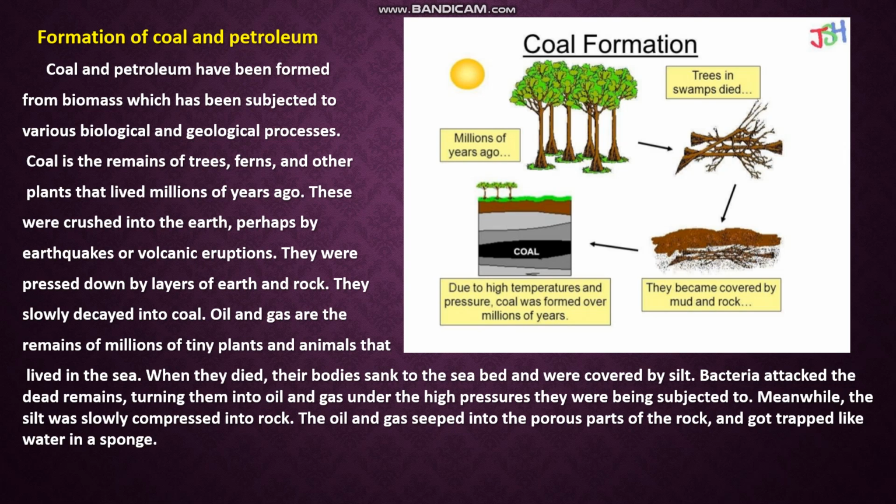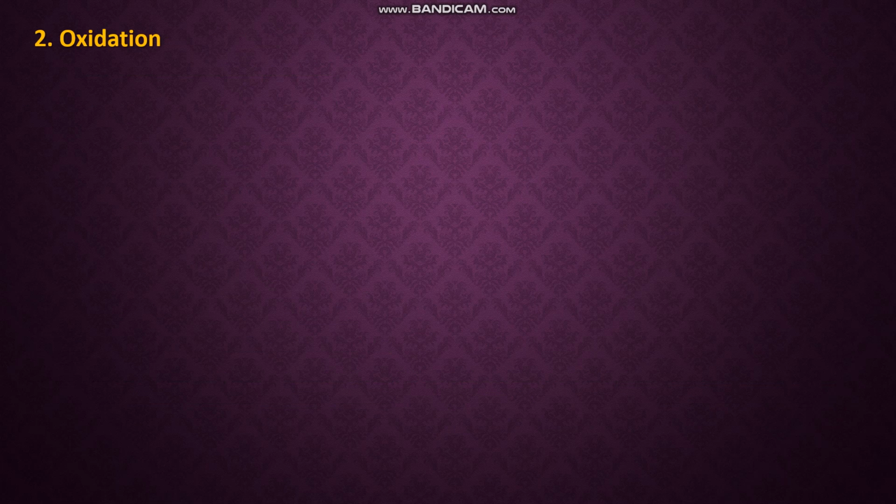So how are coal and petroleum formed? From the dead remains of living organisms like plants and small animals. So why are coal and petroleum called fossil fuels? Because the dead remains of these living organisms are called fossils. So as coal and petroleum are formed from fossils, they are called fossil fuels. Now the next reaction we are going to learn is oxidation.